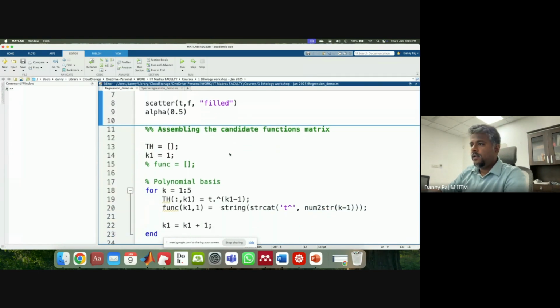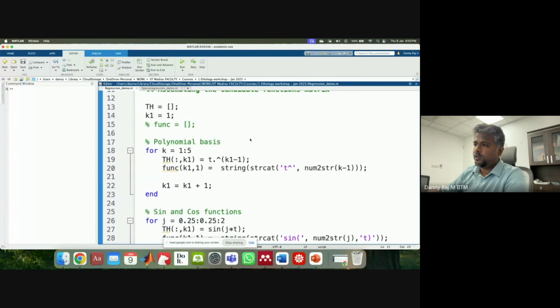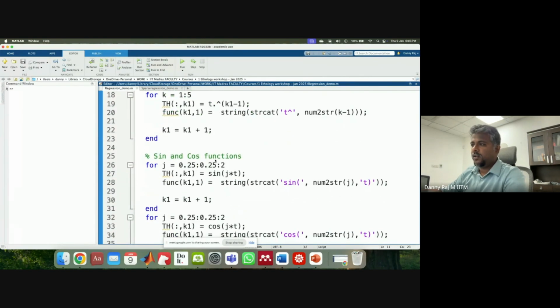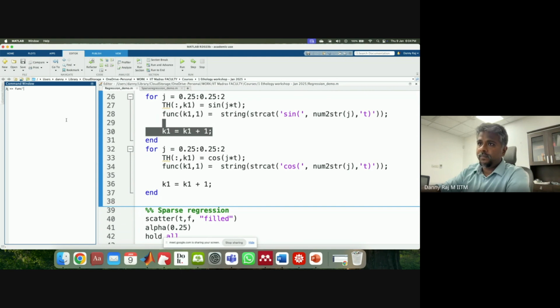Now what do I do? I assemble the candidate functions matrix. So this is just a way in which I've assembled it. Polynomials, I have assembled from 0 to 4, then sine and cos functions. So a huge functions list I have done. So what are those functions? These are the functions. Are you able to see this? t to the power 0, t to the power 1, up to 4, sine 0.25t up to sine 2t, and similarly for cos. So these are all the different functions which I've assembled.